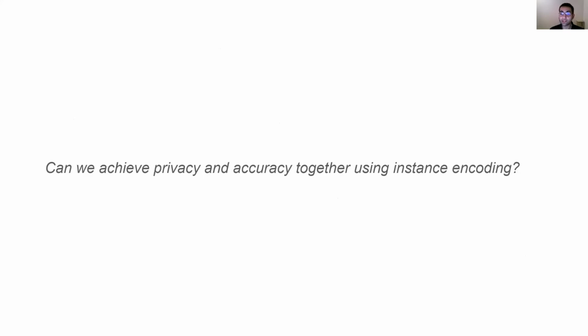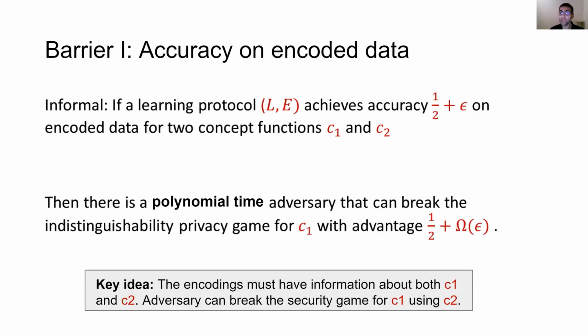Now that we have our privacy definition, we can ask this question. Can we achieve privacy and accuracy together using instance encoding? It's important that we want to achieve them together because achieving privacy alone is not a hard task. But there are two ways that we can define accuracy here. The first way is by defining accuracy on top of the encoded data.